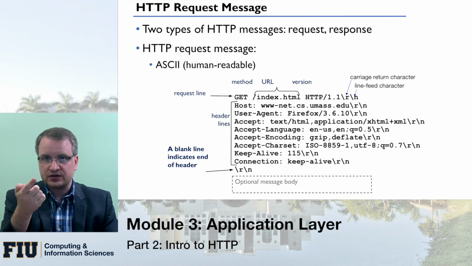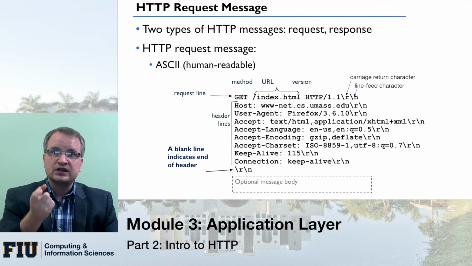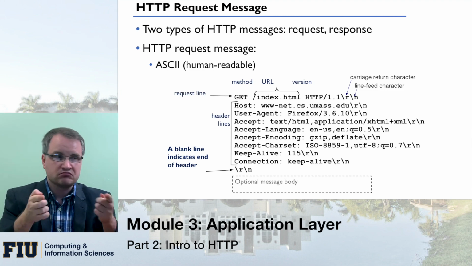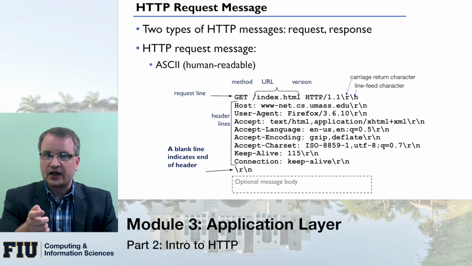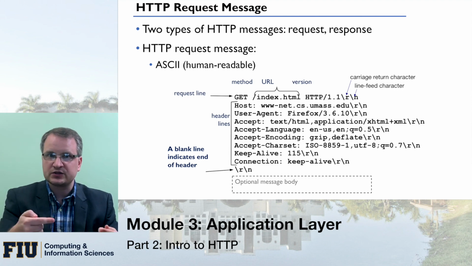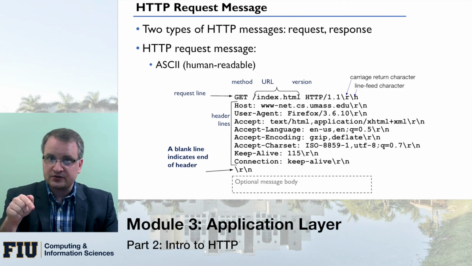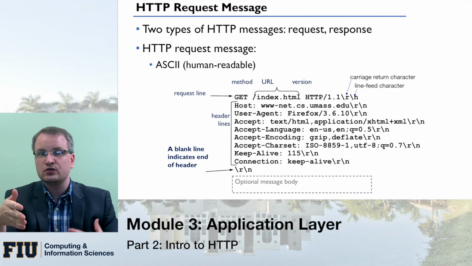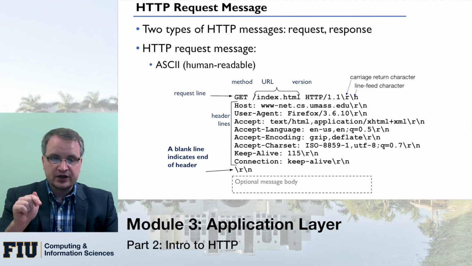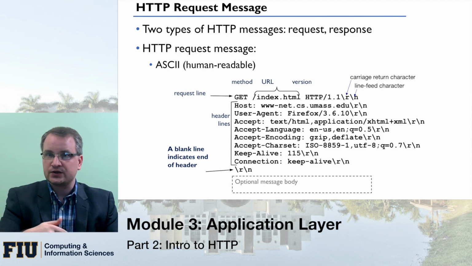For each line, this \r\n is the indication that the specific line of the entity has ended, and you have to process them in different ways. For example, the first line has to be GET, or PUT, or something else, and the following lines have to be in the format of a keyword, a colon, and some value. But we still have to finish this part, because if we don't, the server wouldn't know that it needs to start processing. So you have to add a so-called blank line, just \r\n, to indicate that you no longer have any more headers to add.